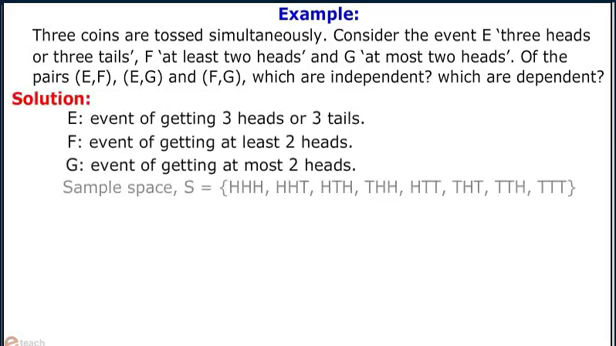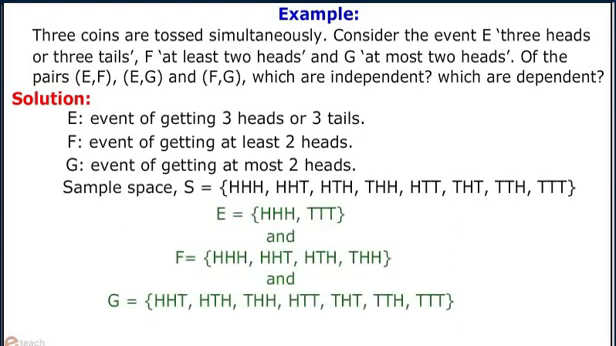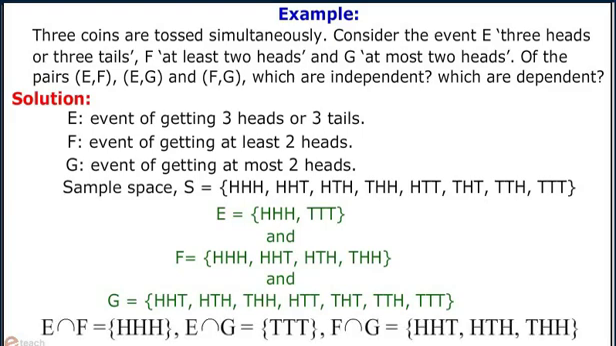Solution: the sample space contains the shown elements. Similarly, E, F and G contain the shown elements. E intersection F contains H, H, H. E intersection G contains T, T, T. F intersection G contains H, H, T, H, T, H and T, H, H.